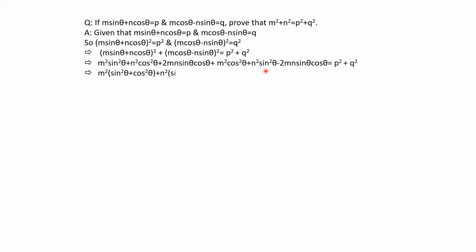So it is m square into (sin square theta plus cos square theta) plus n square into (sin square theta plus cos square theta) equals p square plus q square. But we know sin square theta plus cos square theta equals 1. So we are getting m square plus n square equal to p square plus q square. Hence proved.